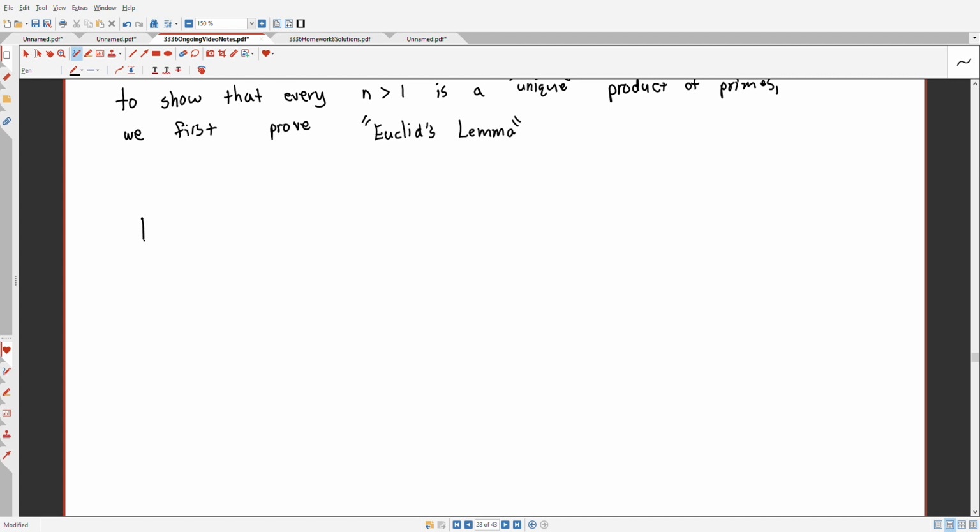And this is actually a really nice fact to know. It's also about prime numbers. So not Euclid lemma, Euclid's lemma. Here's what it says. It's actually not about prime numbers, so I'm going to state it a little more carefully.